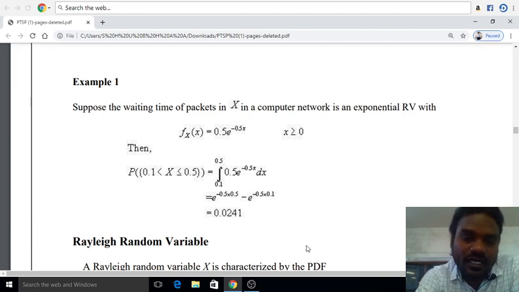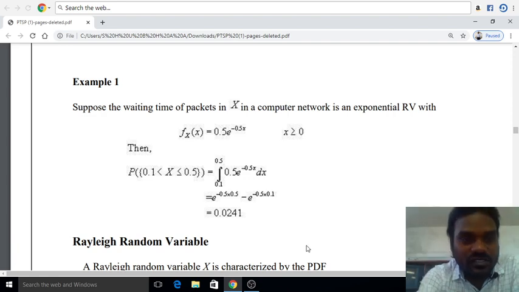Just now I told that lambda value should not be 0 and x should be greater than or equal to 0 for the exponential decaying function, or the exponential probability density function. X must be greater than or equal to 0 and lambda must be a constant. By having these two considerations, we can have the standard formula, that is f_X(x) equals lambda into e to the power of minus lambda x.